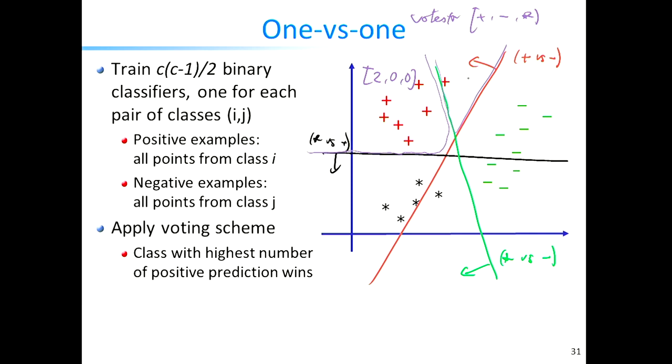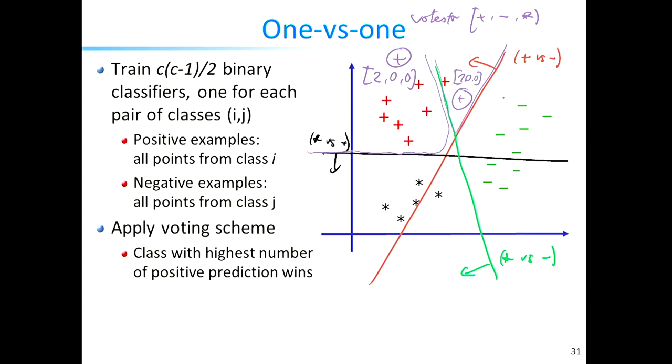Now in this case, what happens here? Again, this votes for plus, and this one votes for plus as well. So this is also 2, 0, 0, and those here would basically be labeled plus. And you can work out all these remaining regions and how they would be classified.